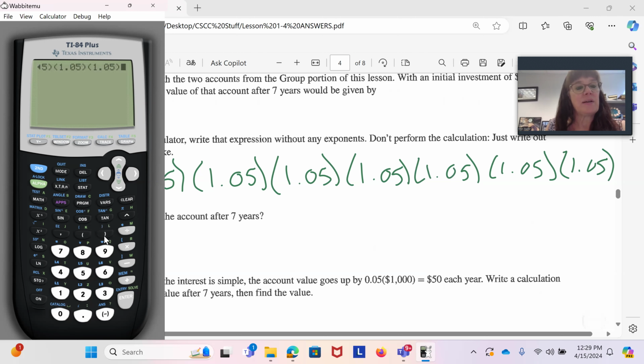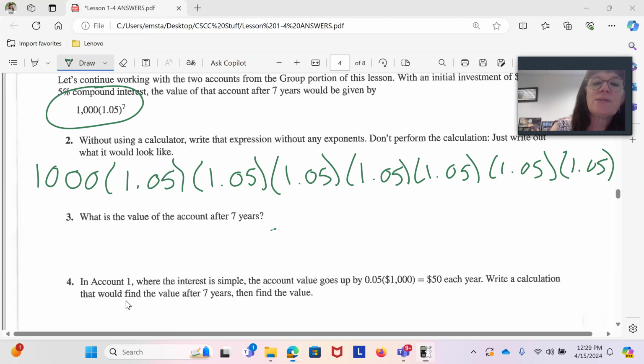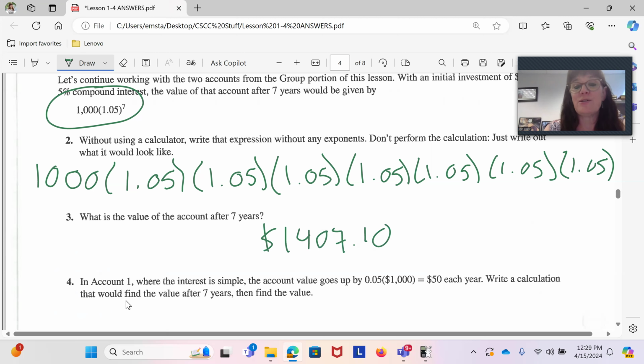That's number 3, number 4, number 5, number 6, and number 7, and then we hit enter. It tells us that we have $1,407, and we'll round to penny because it's money, 10 cents. So our answer is we have $1,407.10 after 7 years. Now that got tedious typing it into the calculator like we did.